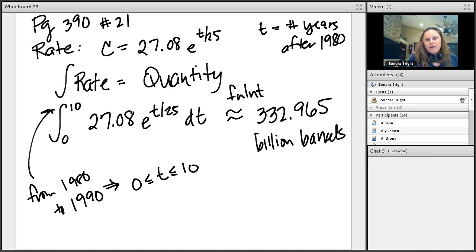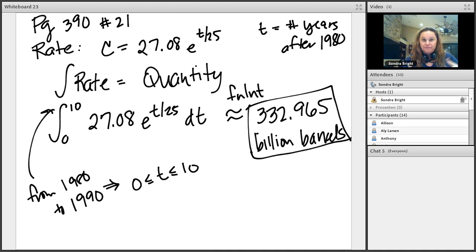So what you need to know is if they give you a rate, but they're asking you to find some amount or some quantity of what that rate is changing, then you're just going to integrate the rate, and you'll get how much was actually there. All right, so you need to know those.